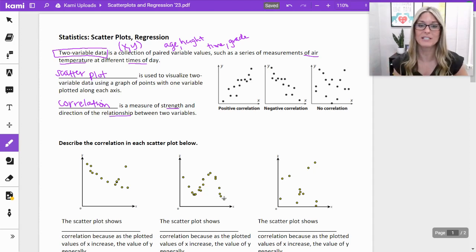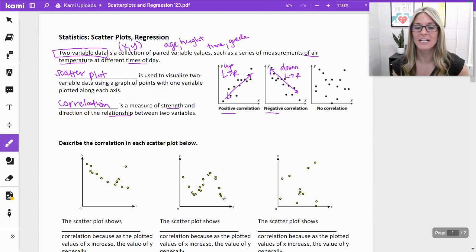So I've got three examples there to the right of correlation. We have first positive correlation. If you see that your data is going up from left to right, that's positive correlation, just like positive slope. Negative correlation, if you see that the data is going down from left to right, that is going to be negative correlation. And then no correlation, see how this one is just completely scattered? I call it a starry sky. If it looks like a starry sky, there's no pattern, no correlation.